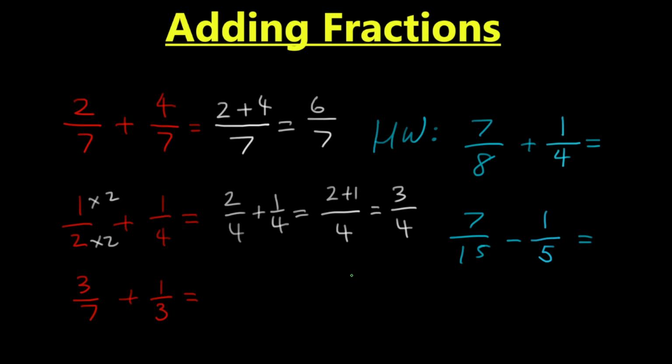For the third question, it's a little bit harder. You cannot get a common denominator by changing just one fraction. In this case, you have to change both. So the way you want to think about it is we're going to multiply the first fraction by the second fraction's denominator. And we're going to multiply the second fraction by the first fraction's denominator.